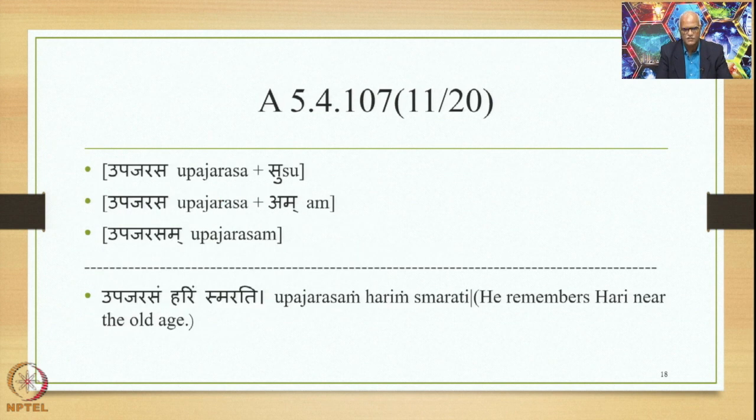When we use it in the sentence, we add the suffix su after it. Because upajarasa is an avyayibhava samasa, it is termed as avyaya, and by the application of the sutra avyayadapsupaha, su gets deleted. But because of the exception sutra, navyayibhavad atomtvapanchamyaha, su is not deleted, rather it is substituted by am, and so we have upajarasam. Upajarasam harim smarati. He remembers Hari near the old age. When he becomes old, he remembers Hari. Upajarasam harim smarati.